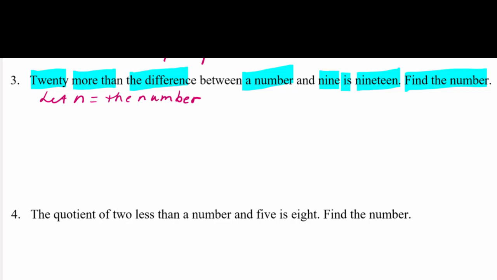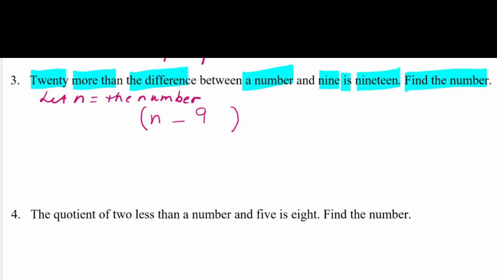That difference, we need to build that first. And that's going to be in parentheses, just to keep that thought together. You want the difference between a number and 9. And just a hint for you: when you see the words "the difference," you put the number and the 9 in the order that is read. So the n comes first. So n minus 9. The difference between a number and 9 is this expression, n minus 9.